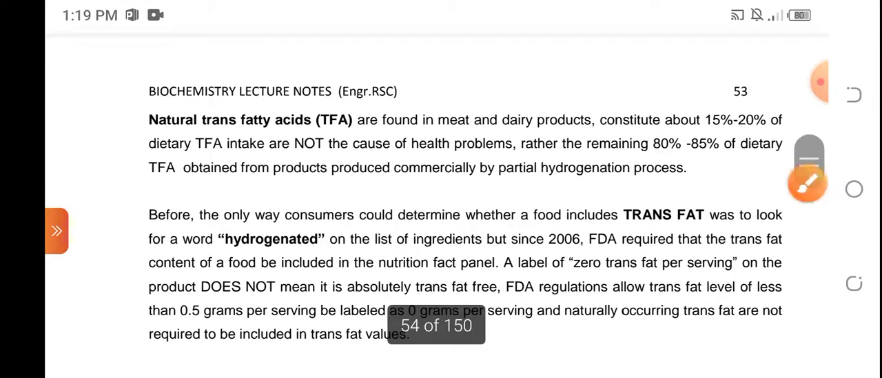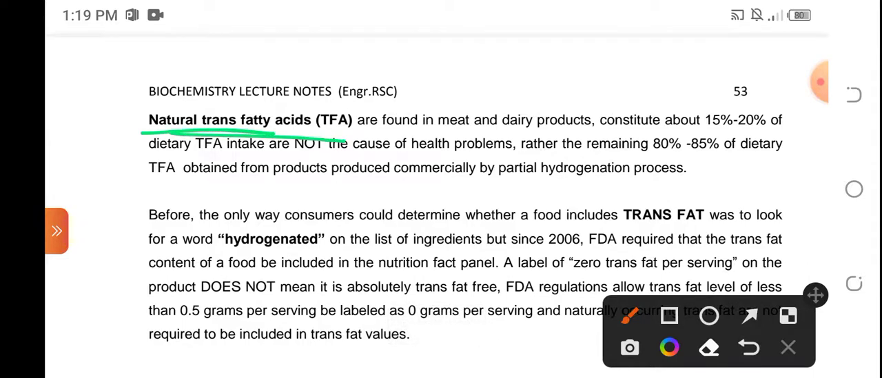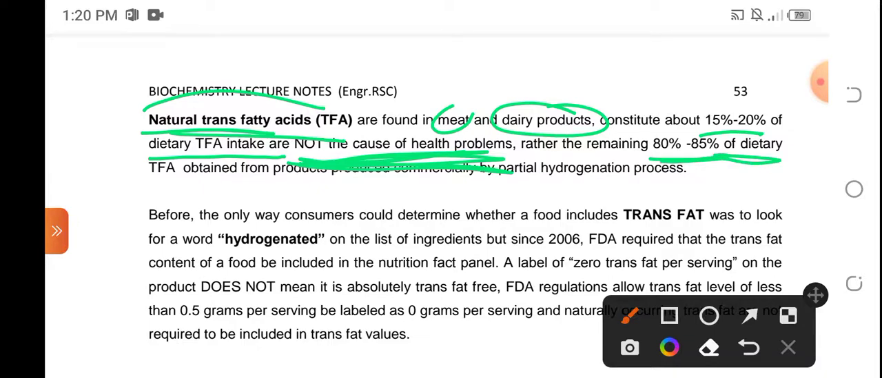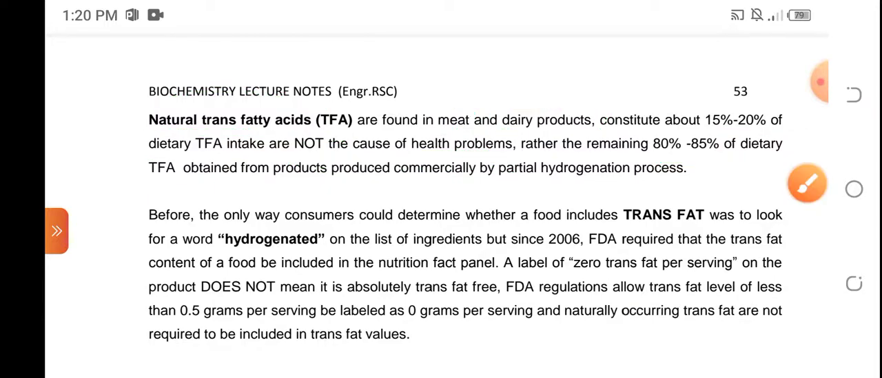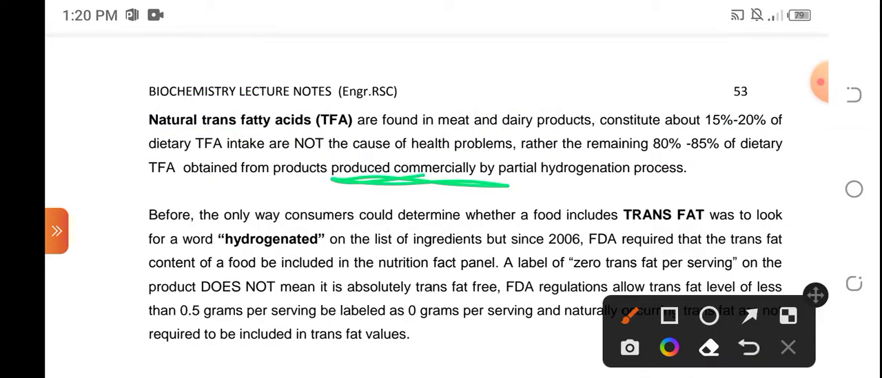Now, pagdating sa naturally trans fat, which is actually found in meat and dairy products, this only constitutes 15 to 20% of the dietary trans fatty acid intake. And we have to take note that this is not the cause of any health problem because these are naturally occurring. The remaining 80 to 85% of the dietary trans fatty acid was actually obtained from the commercially produced trans fatty acids, and it is through the partial hydrogenation process. So ito yung nakaka-cause ng health problem.